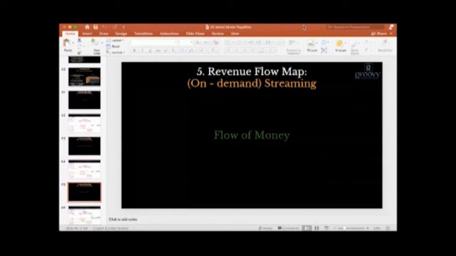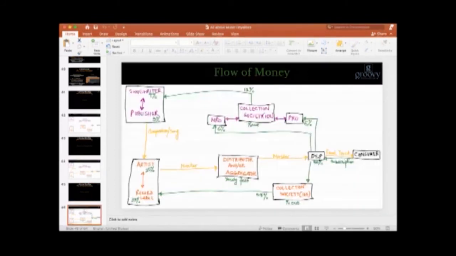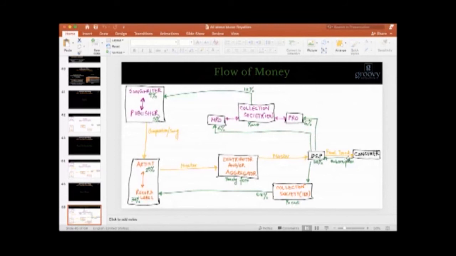Let's see the flow of money. So the consumer pays the DSP on a subscription basis, as you all know. The DSP keeps approximately 30%, from where 6% goes to the PRO, which is the performance revenue for you, and 6% goes to the mechanical revenues. In total, you get 12%, which might be distributed with the publisher as follows.